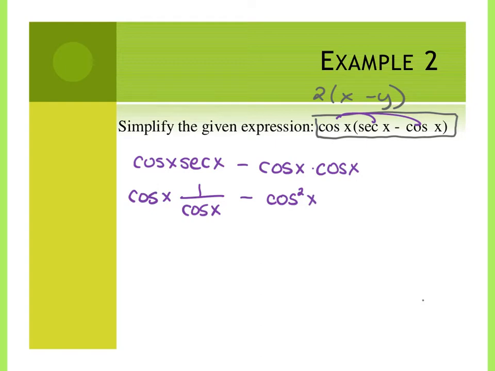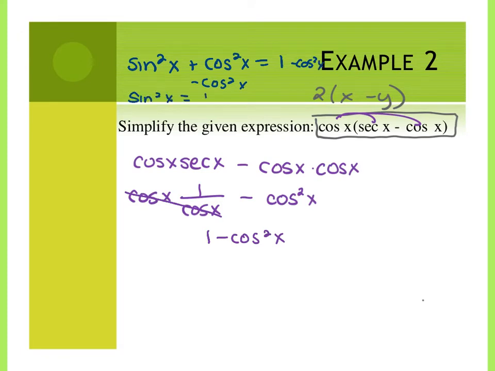Now what's cosine times 1 over cosine? 1. Where have you seen a 1 and a cosine squared? In your trig identities. So it is sine squared x plus cosine squared x equals 1. This isn't exactly it. I need to tweak that a little bit. So the way I get cosine on the side with the 1 is by subtracting it, right? So I get sine squared x equals 1 minus cosine squared x. So this can get replaced with sine squared x.